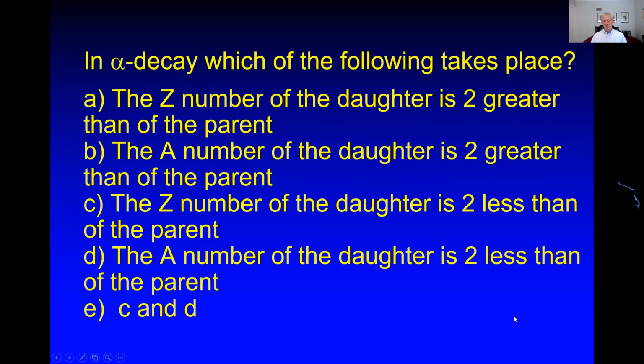Here's another good question for you. In alpha decay, which one of the following takes place? I'm going to let you read through A, B, C, and D, and then you can tell me what the correct answer is. Anybody? C. D like David? No, C. Like Charlie. C like cat. The Z number of the daughter is 2 less than that of the parent.